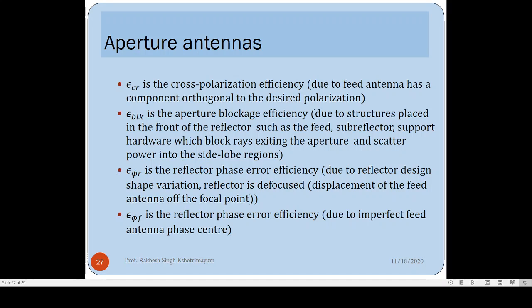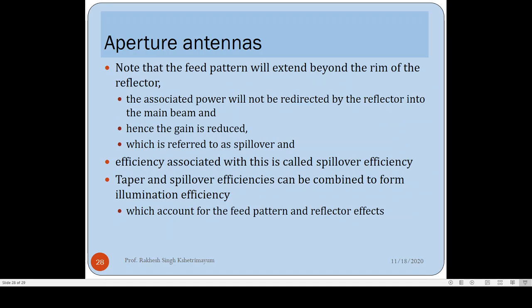This reflector phase error efficiency may be due to the imperfect feed antenna phase center. Your antenna which is feeding the reflector is also another antenna that will have some phase center, and that phase center may not be properly designed or fabricated, or the phase center may not be properly used in the design. So in that case, there may be some phase error efficiency also.